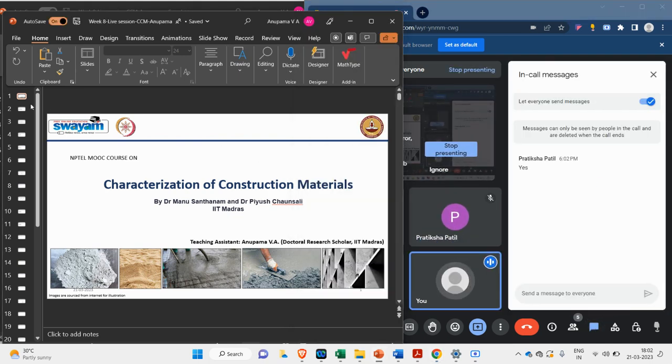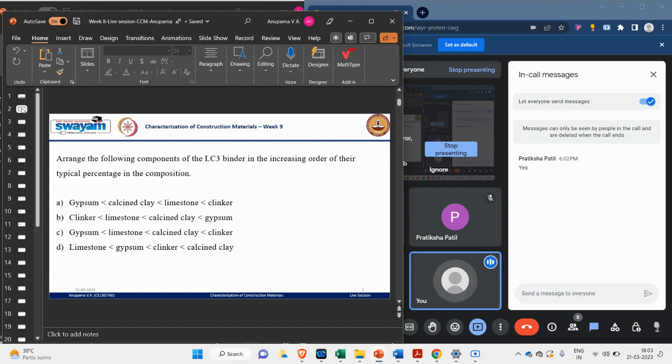So, let's move to the first question. Arrange the following components of the LC3 binder in the increasing order of their typical percentage in the composition. In the last week's session, we had both LC3 binder discussion and the application of several characterization techniques in several compositions, mortar compositions, and also image analysis. This question is from the initial portion, regarding the discussion on LC3 binder.